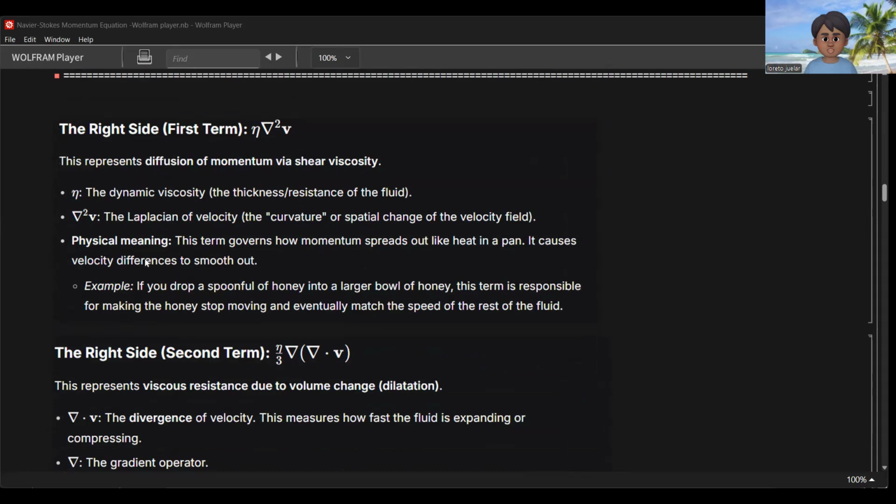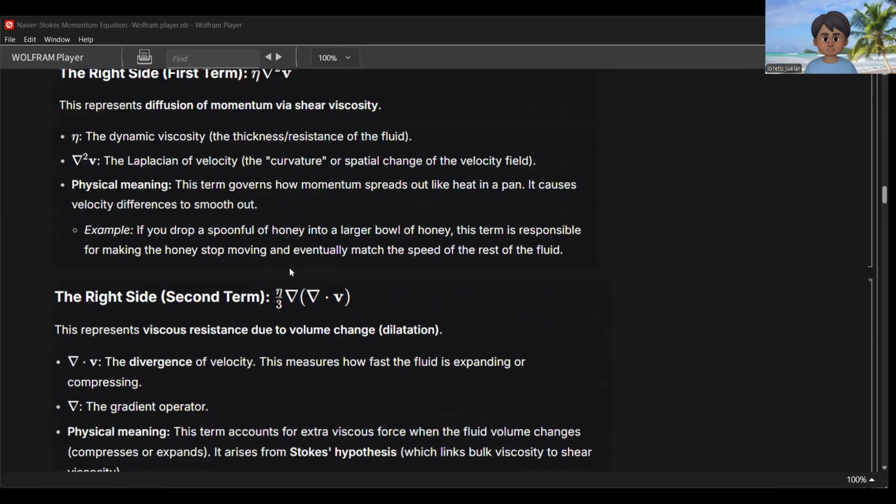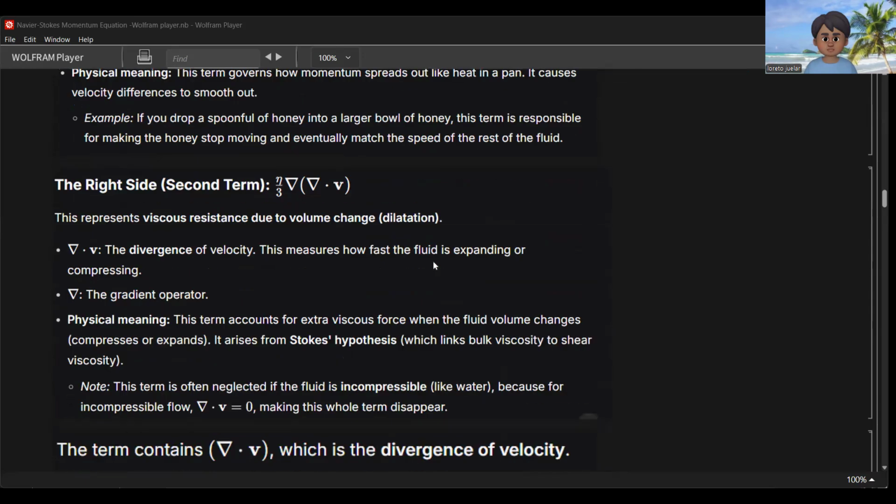So we have the physical meaning here. This term governs how momentum spreads out, like heat in a pan. It causes velocity differences to smooth out. For example, if you drop a spoonful of honey into a larger bowl of honey, this term is responsible for making the honey stop moving and eventually match the speed of the rest of the fluid.